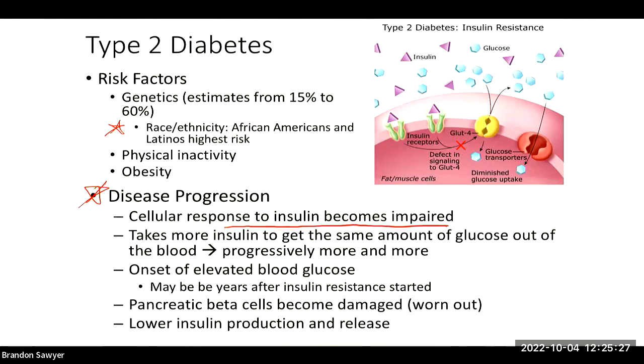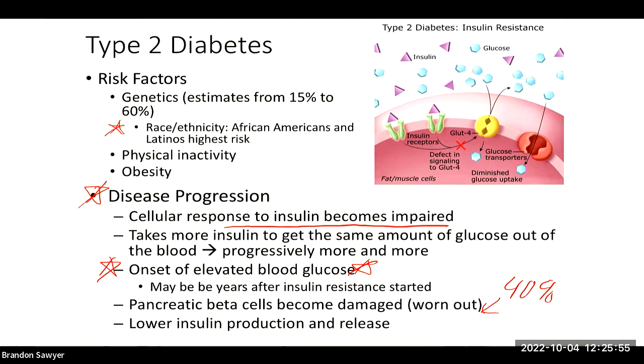And so by the time that the blood glucose levels are actually high, that's probably been years and years and years of insulin resistance. And by the time diagnosis of type 2 diabetes happens, there's usually only about 40% of beta cell function left. And so the way that we diagnose type 2 diabetes is not ideal.